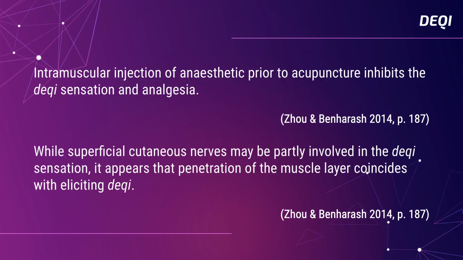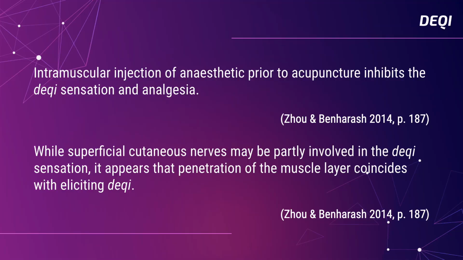So another example of the importance of the nervous tissue in the application of acupuncture: intramuscular injection of anesthetic prior to acupuncture actually inhibits the DeQi sensation as well as analgesia. So once again, if the nerves are not working, you don't get the chi sensation.